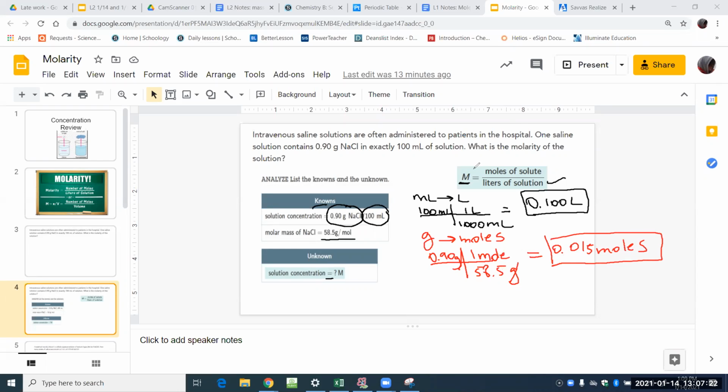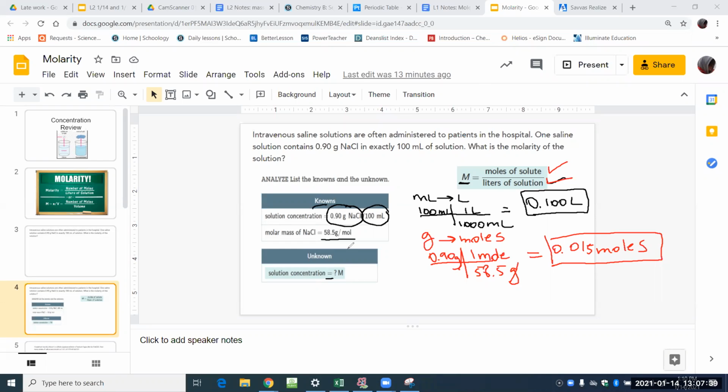So now always go back to the equation. I have liters of solution. I put it here as a mark that I have it. Do I have moles of solute? Yes, it's right here. Perfect. So now I can just plug in an equation.